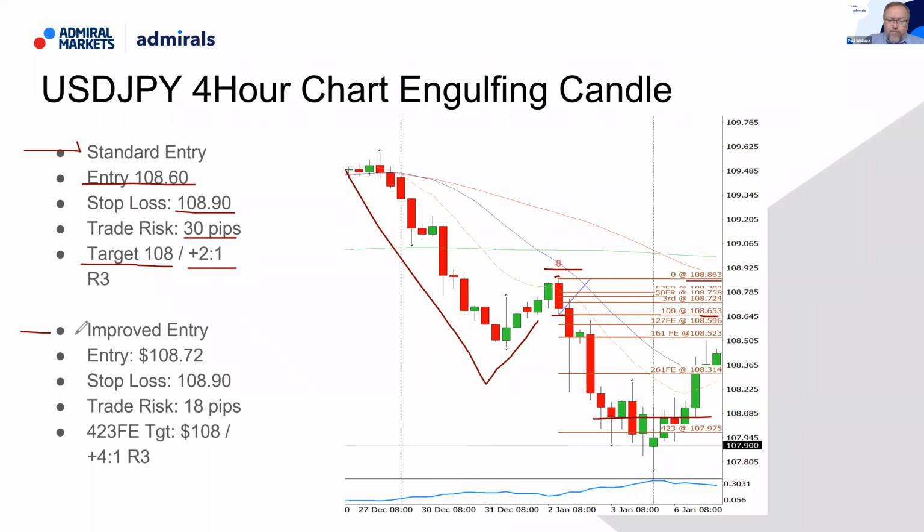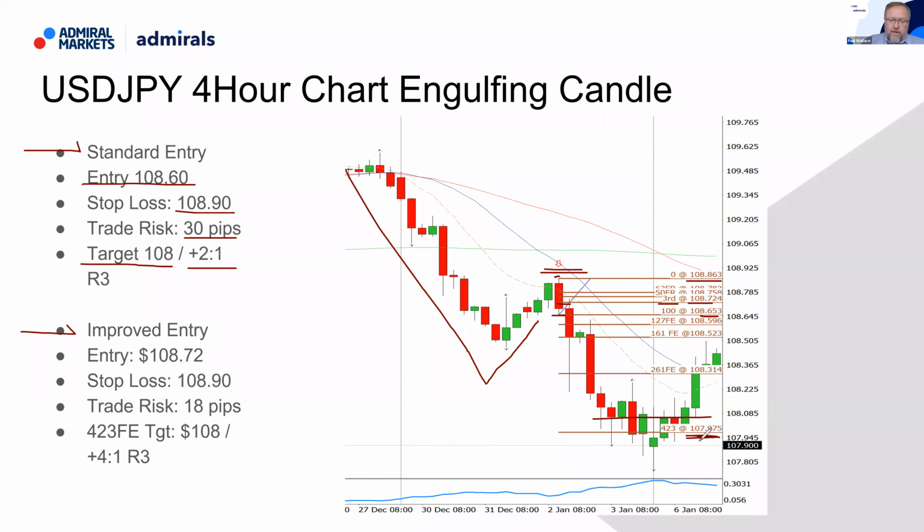However, once you're using the improved entry, remember, our stop loss is going to be in the same place, but our entry would be a third of the way back into our engulfing candle at 108.72 rather than at 108.60. Stop loss, as I said, in the same place at 108.90, but now our trade risk, instead of being 30 pips, is 18 pips. And because there's a 4-hour swing, we're looking to go for the 423 target, which is actually just beneath the 108 number. You can see that the actual 423 extension is at 107.97.